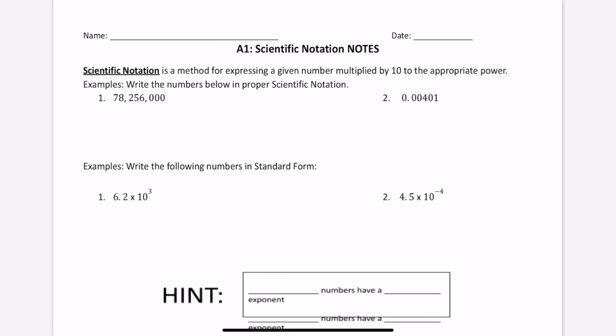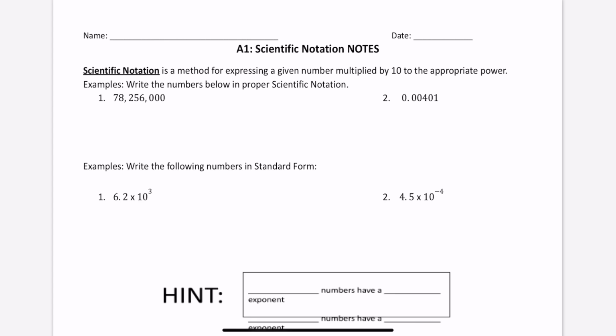Hey guys, today we're going to talk about scientific notation. Scientific notation is a method for expressing a given number multiplied by 10 to the appropriate power. So when do we even care about scientific notation? It's when we're dealing with really, really large or really, really small numbers.